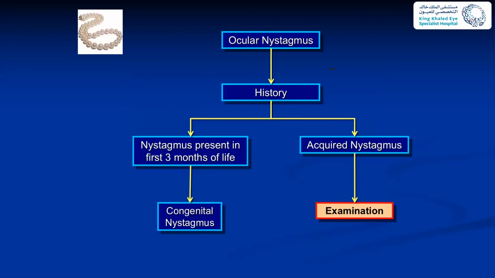Now, as we said before, just to remember, ocular nystagmus, you went to the history, present in the first 3 months of life, and you ruled out congenital nystagmus. What about if it was acquired? Acquired nystagmus. What we should do, we will go to the examination.